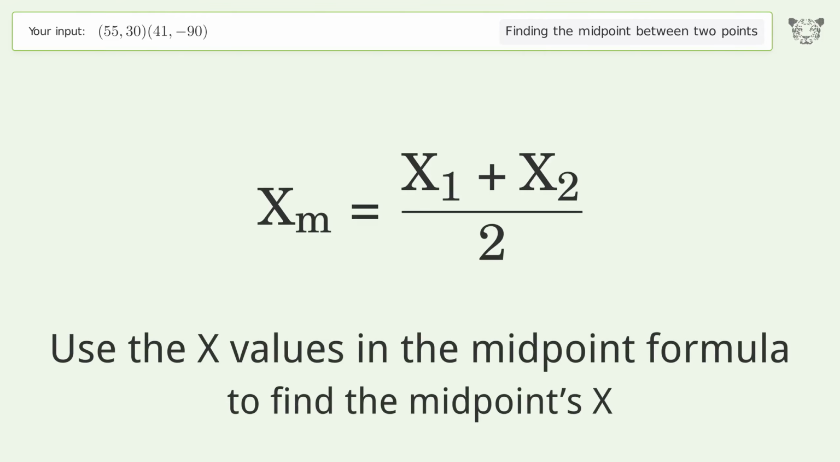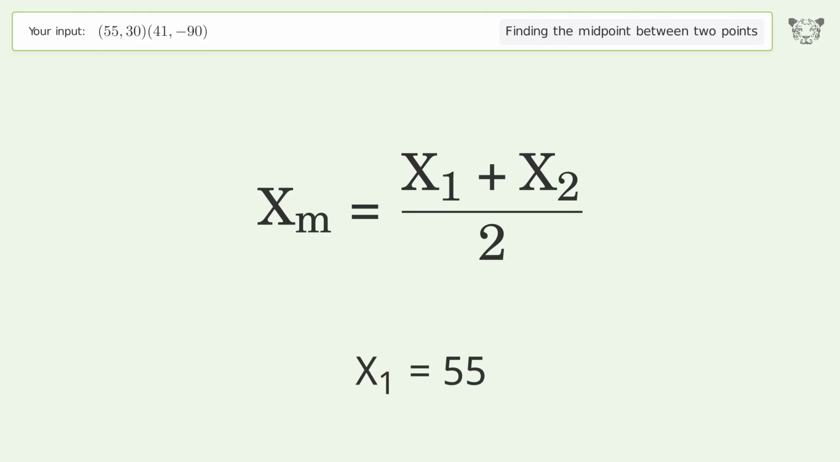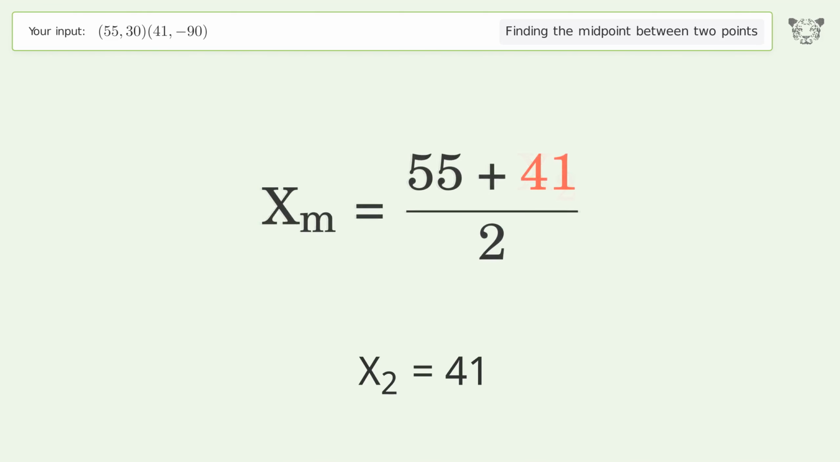Use the x values in the midpoint formula to find the midpoints x. x1 equals 55. x2 equals 41. Simplify the arithmetic.